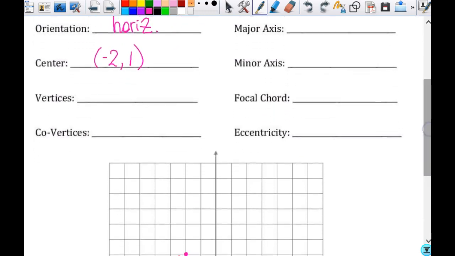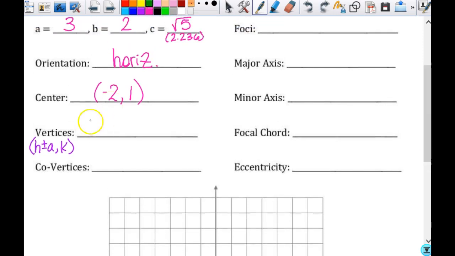And your vertices, since it's the first time that we're doing this, I'm going to write it underneath where it says vertices. To find them, it's H plus or minus A, comma, K. Right? Because we know it's horizontal, so the actual vertices are along the major axis. So that's going to give me, I take my h, which is -2, add 3, and I get what? 1. So 1, 1. And then h, which is -2 minus 3, gives me -5, 1. Everybody good with that?